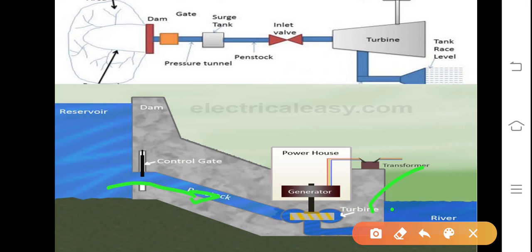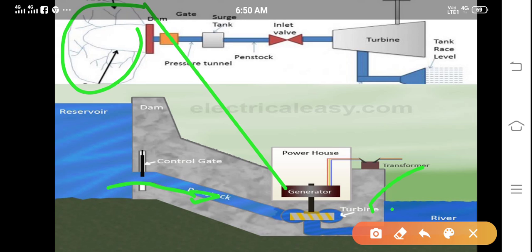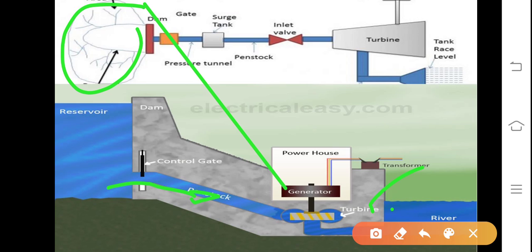And then that water will lead to the tail race. So this is another type of showing the sketch along with the catchment area, etc. It is being shown here also: surge tank position, gate, then valve, and then turbine, etc.